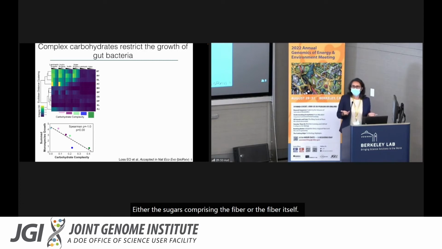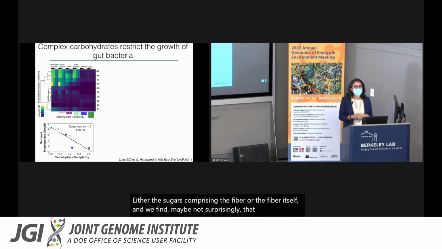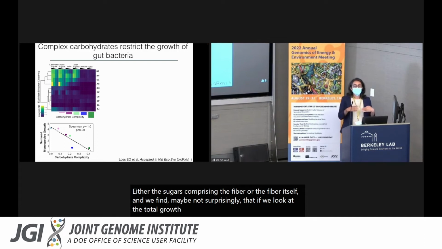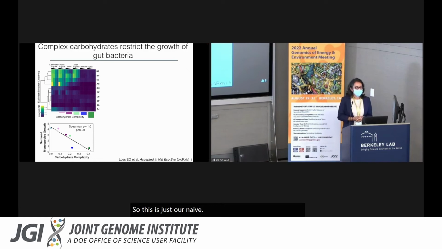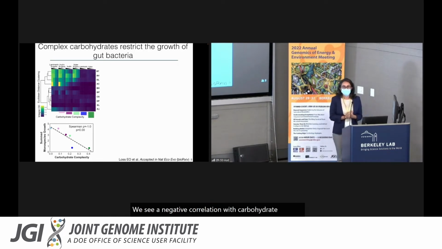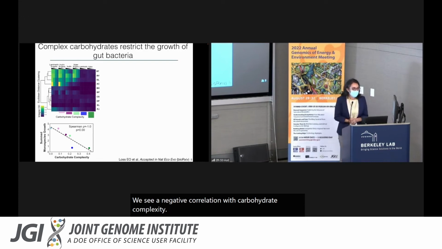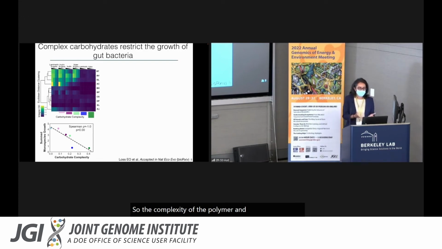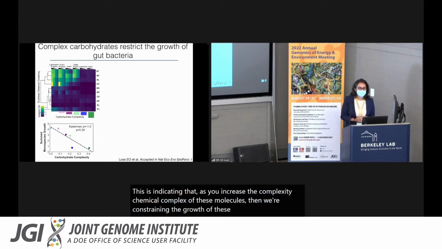And we find, maybe not surprisingly, that if we look at the total growth summed across monocultures, so this is just our naive prediction of what we would expect, how the community would grow in response to the fiber, but instead we're looking at monoculture, we see a negative correlation with carbohydrate complexity. So the complexity of the polymer. This is indicating that as you increase the chemical complexity of these molecules, then we're constraining the growth of these gut bacteria. So we wanted to understand what actually happens in communities.